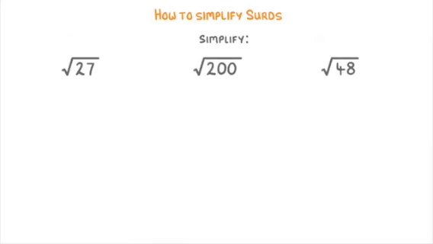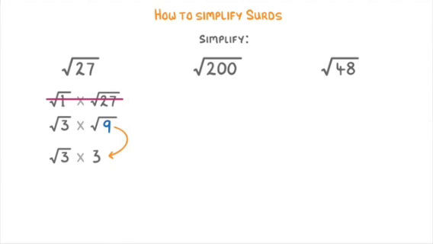So let's look at 3 more examples: √27, √200, and √48. Now for √27, we shall be using √3 times √9 because 9 is a perfect square. So this will give us √3 times √9, which is 3 times √3, that is 3√3. That is the answer for √27.